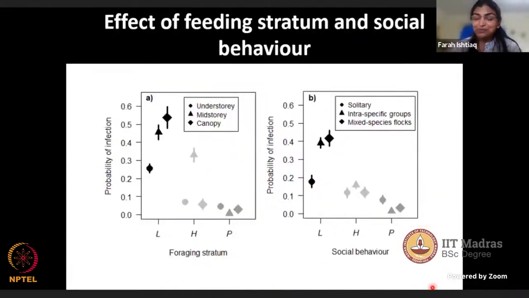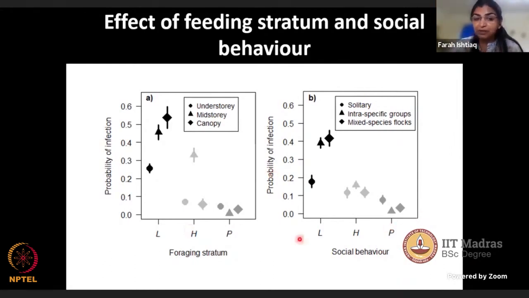Now, this was from the host perspective. What you also find is a pattern where the birds feed according to the feeding spectrum, and also by their social behavior. So for example, birds which forage in the higher strata of the forest tend to have their own kinds of parasites as opposed to the ones feeding on the lower ground. And again, it's all driven by the vector species, because some of the vector species tend to like a higher canopy of the forest.